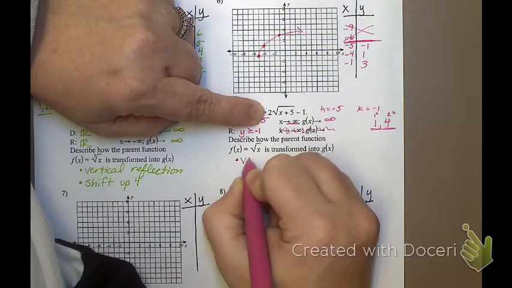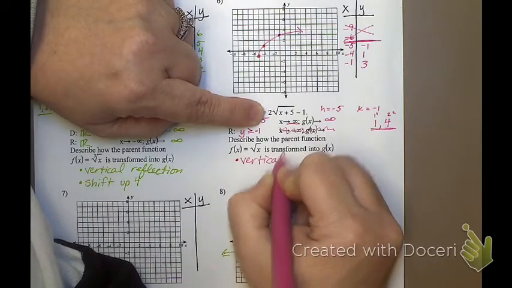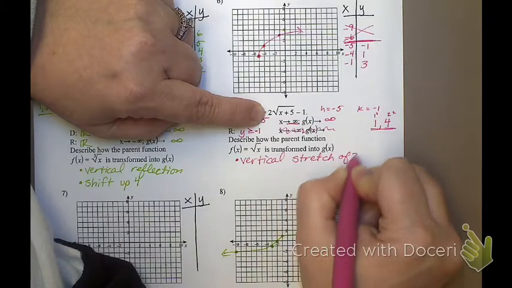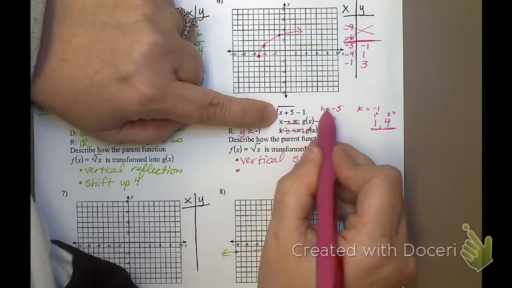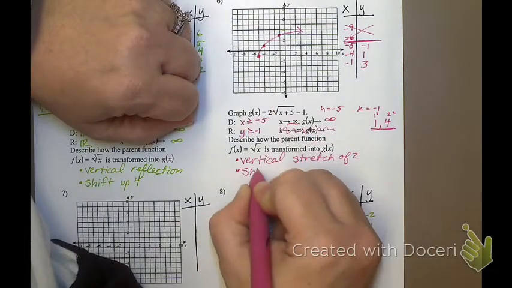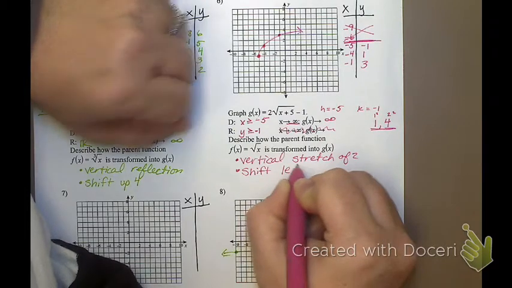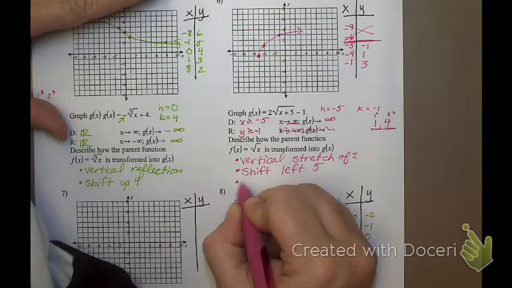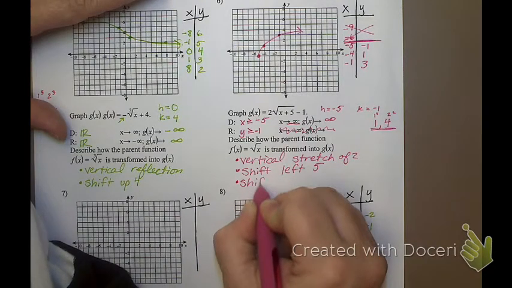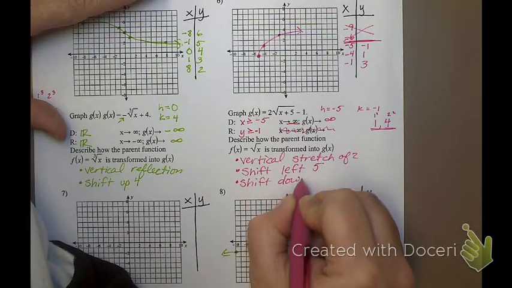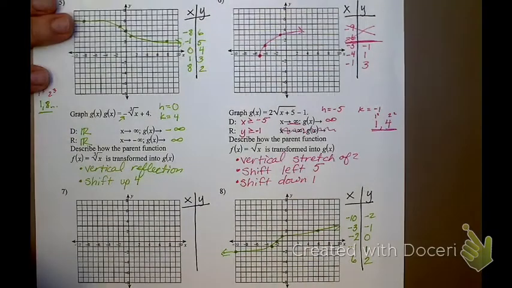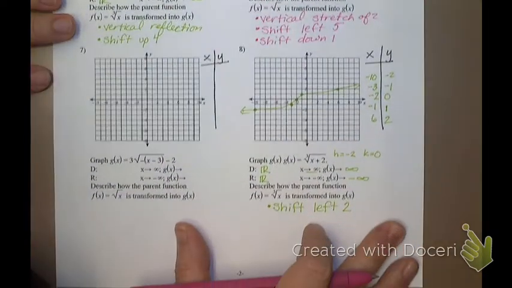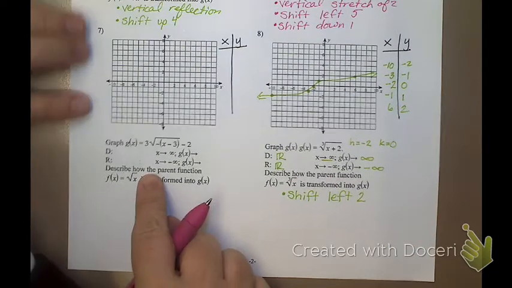So that is a vertical stretch of 2. I have an h value of -5, so I have a shift left 5. And I have a k value of -1, which means I have a shift down 1. Okay? All right, let's do this last one.